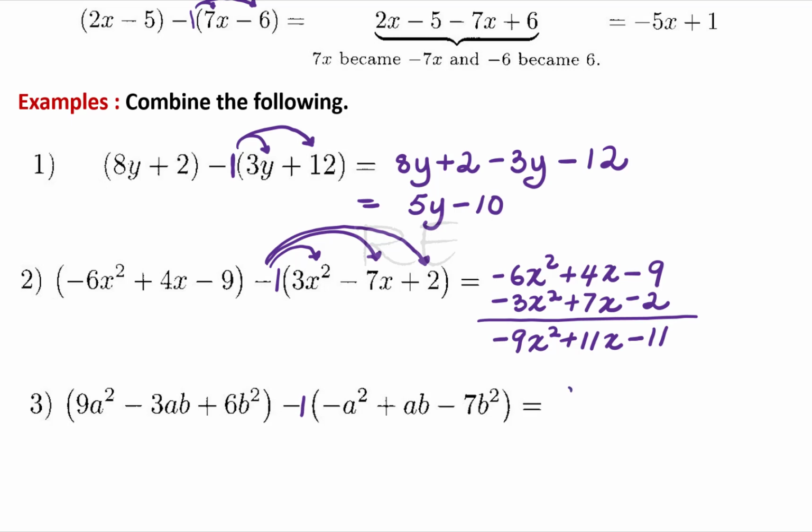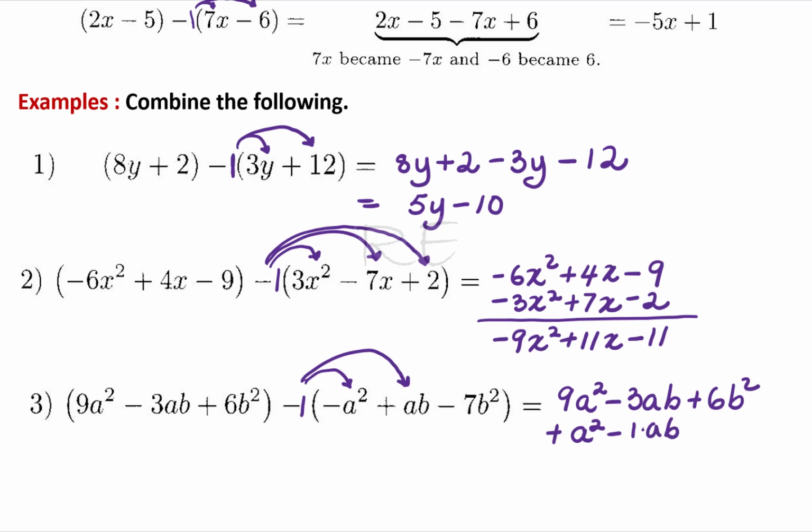And we'll do the same thing for 3. We'll drop the parentheses for the first one. 9x squared minus 3ab plus 6b squared. And we'll add the opposite of the second expression. Minus negative a squared plus a squared minus ab plus 7b squared. There's no gap, so we're okay. 7b squared.